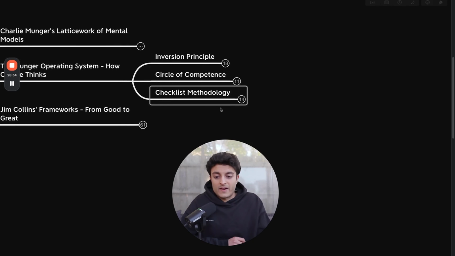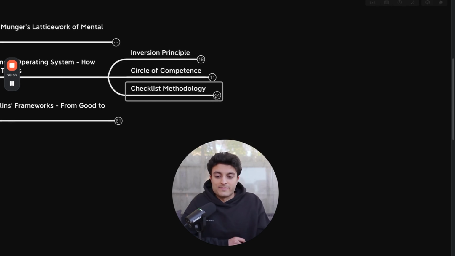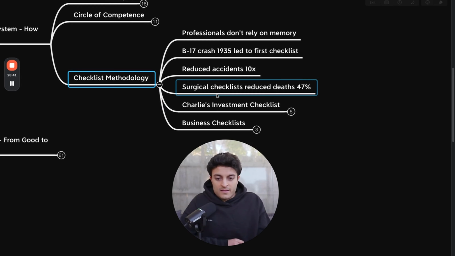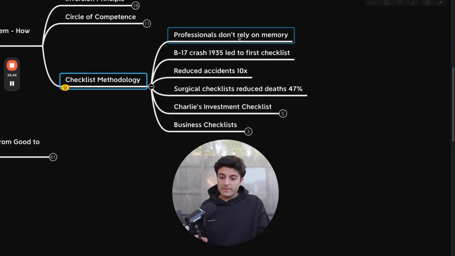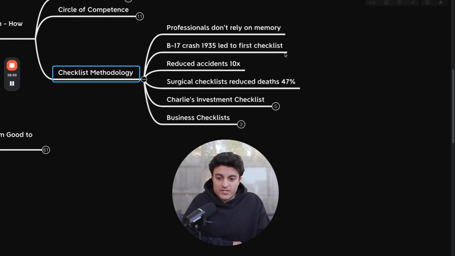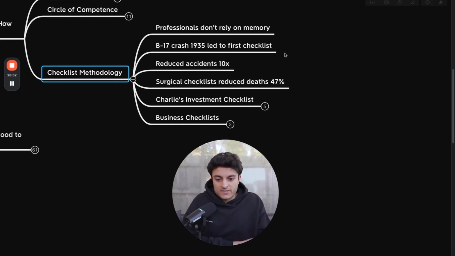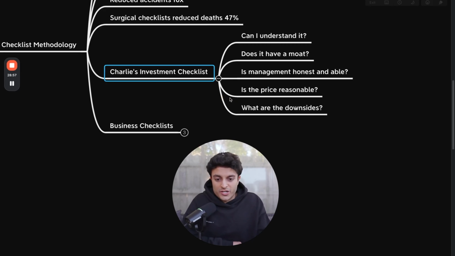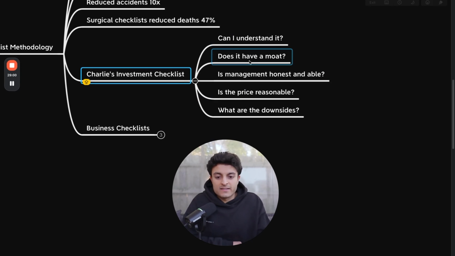So the final framework for thinking, the operating system, is checklist methodology. Professionals don't rely on memory. The 1935 crash of the Boeing Model 299 led to the first checklist and reduced accidents by 10x. The surgical checklist reduced deaths by 47%. We have Charlie Munger's checklist here. Can I understand it? Does it have a moat? This is in terms of investing in companies.